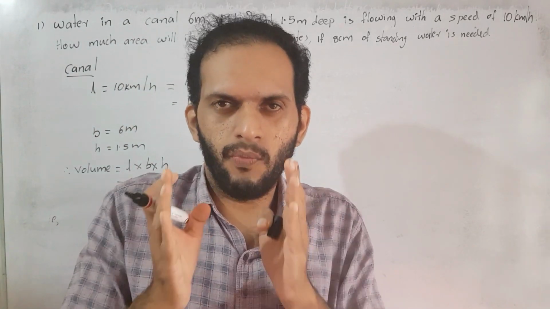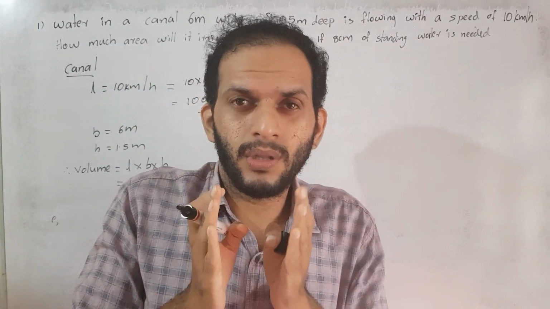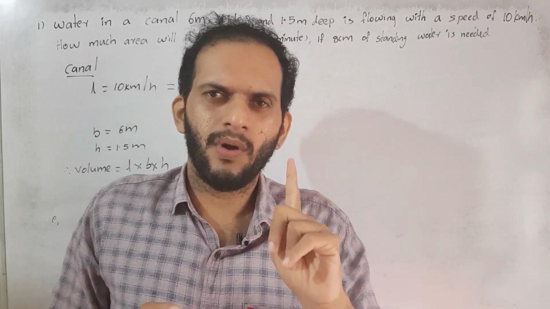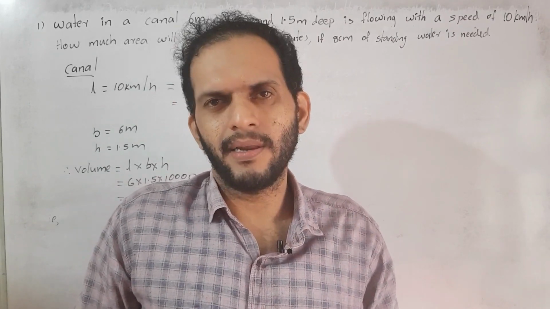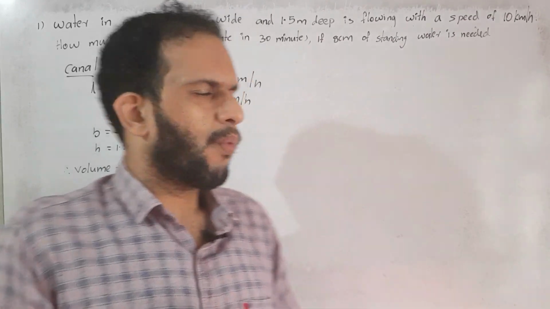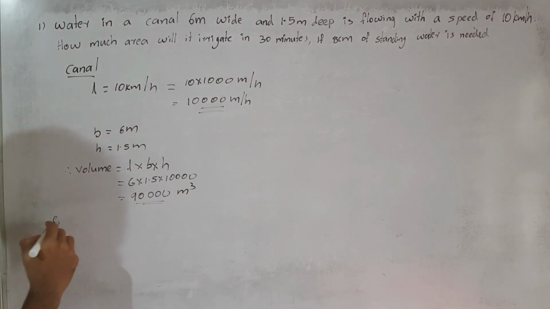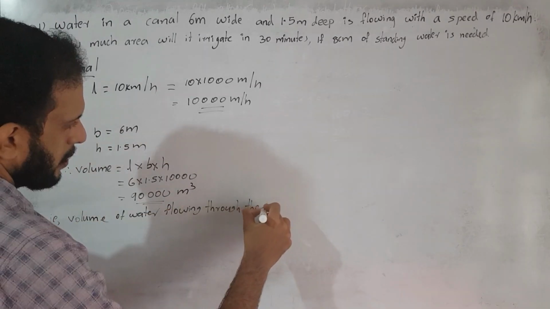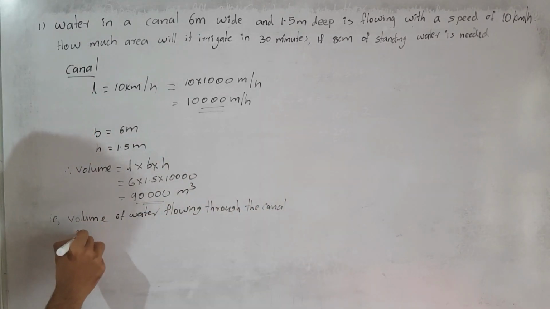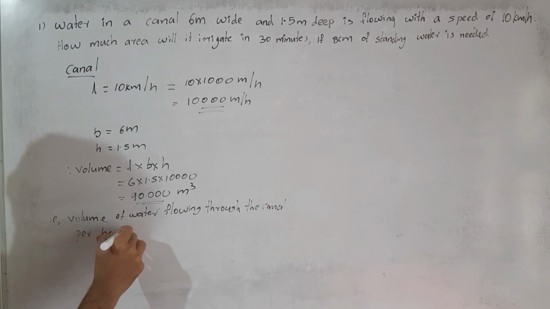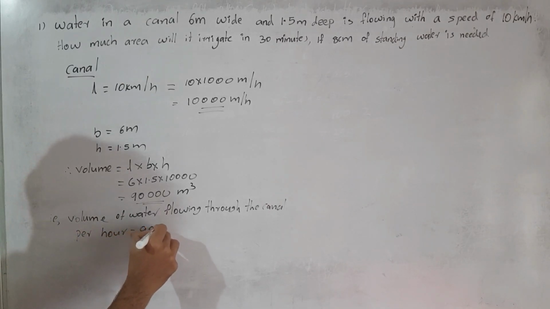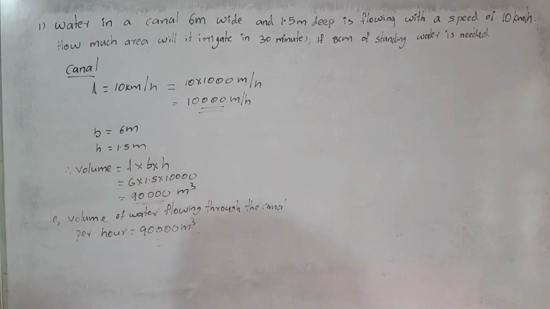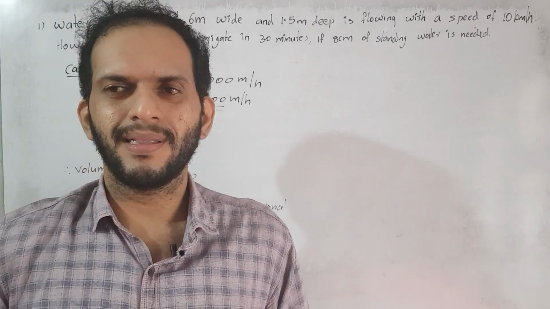90,000 meter cube is the volume of the water flowing through the canal per hour. Okay, ഒരു മണിക്കൂറിൽ ആ കനാലിൽ കൂടി പോകുന്ന വെള്ളത്തിൻ്റെ എമൗണ്ട് എത്രയാണ്? യെസ്, 90,000 meter cube. So what is this 90,000 meter cube? That is the volume of water flowing through the canal per hour is equal to 90,000 meter cube.